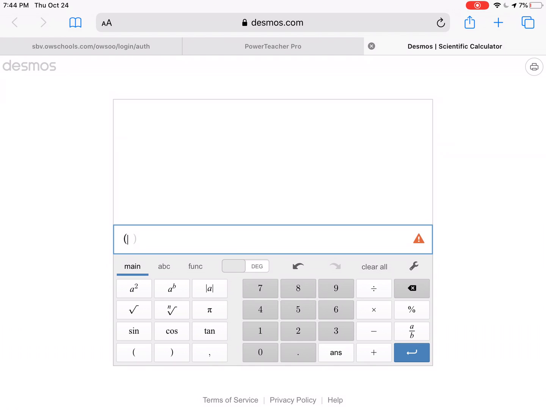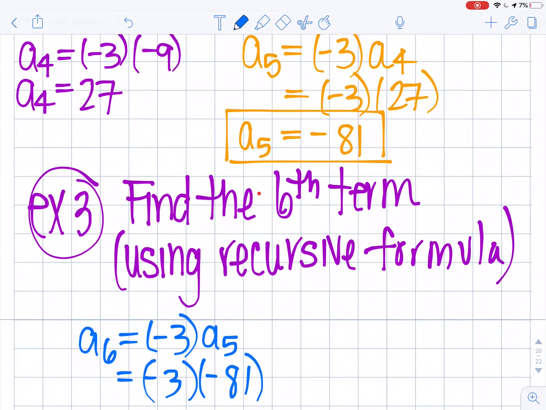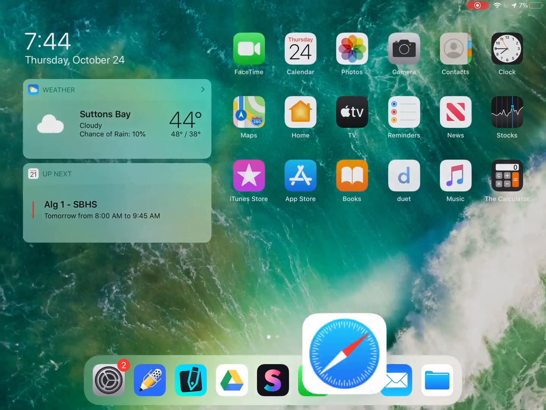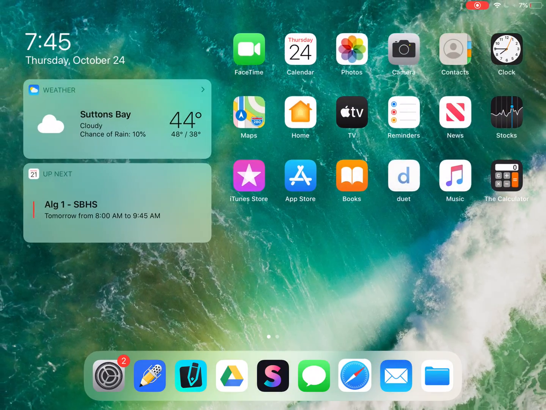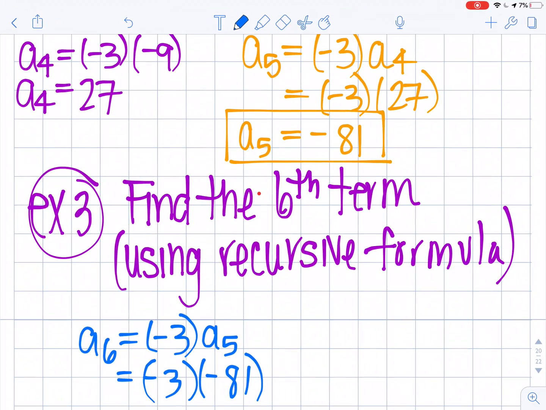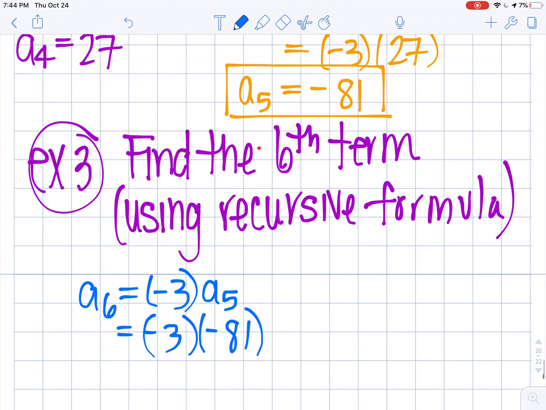I'm going to type in negative 3 times, I forget what it said here, negative 81. Okay, it tells me my answer in the corner is 243. So I know that my sixth term is equal to 243. Okay, so that's how the recursive formula works.